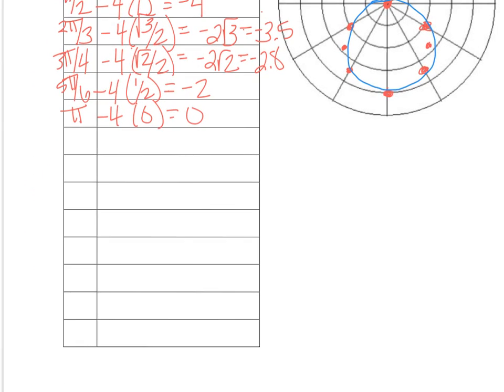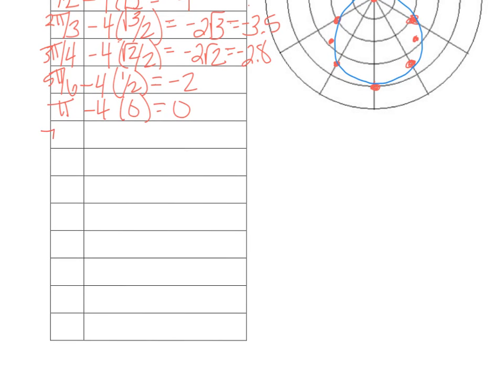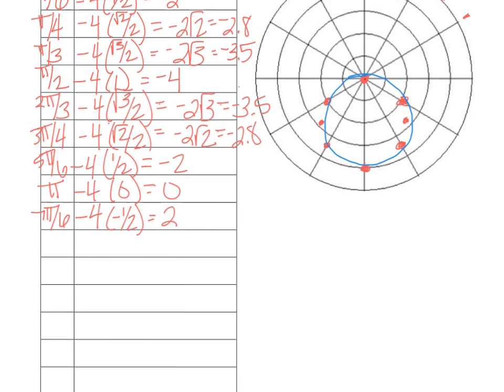You do want to keep working your way around the unit circle. Make sure there's nothing more to that. So my next angle is going to be 7 pi over 6. -4 times the sine of 7 pi over 6 is going to be -1/2. So that's going to be a +2. Let's see what that looks like on the graph.